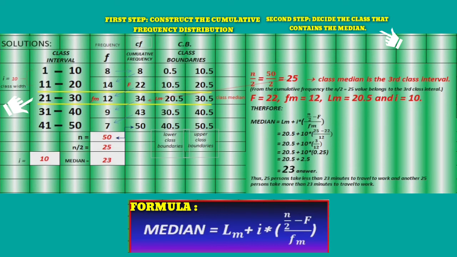So we have now determined the requirements to solve the median: the lower class boundary LM, which is equivalent to 20.5, your I, the class width, which is 10, your n/2 value, which is 25, your capital F, the cumulative frequency before the median class, which is 22, and the frequency of the median class, which is 12.